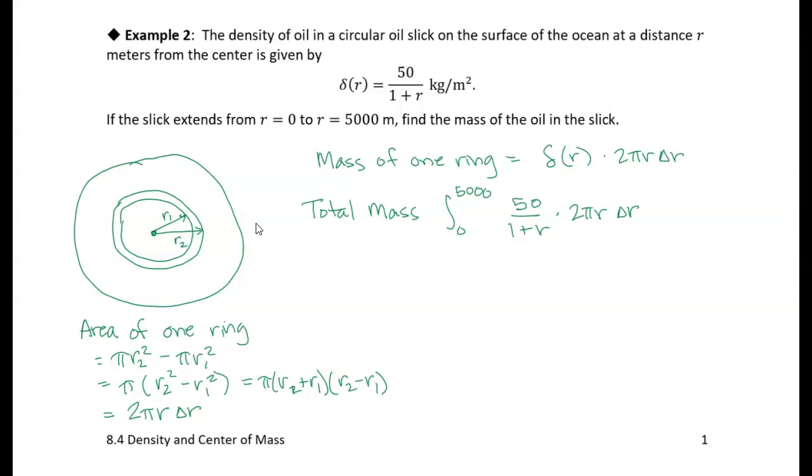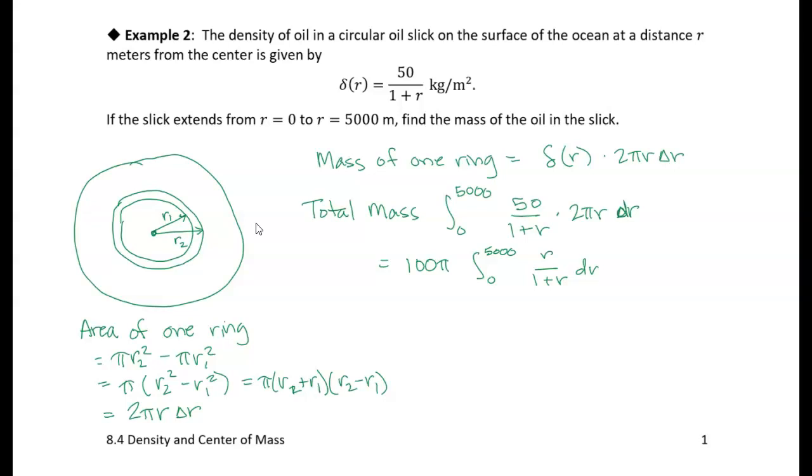All right, so let's pull some of these constants out and clean it up a little bit. So this is going to be equal to, we have 50 times 2 pi, so that's 100 pi. I'm going to pull that out, and then we have the integral from 0 to 5,000 of r over 1 plus r. Sorry, this should be dr, right? Because our delta r becomes dr. Not sure why I wrote delta r there.